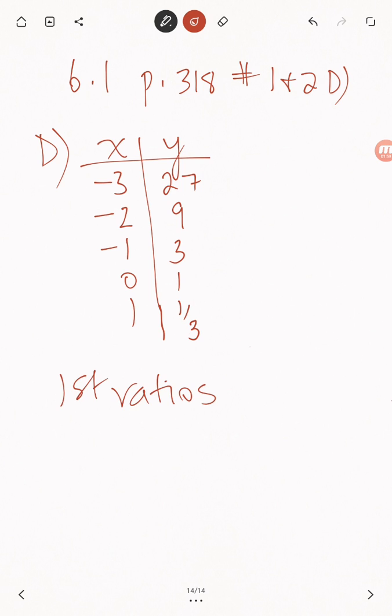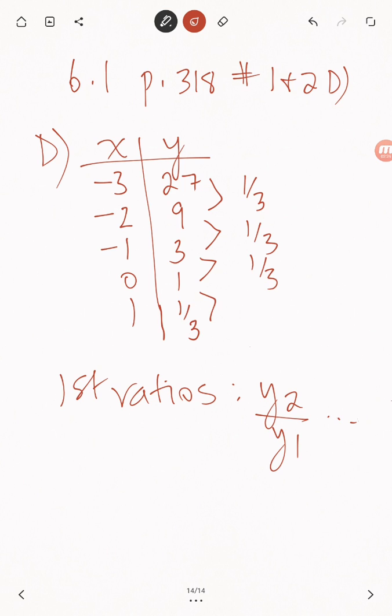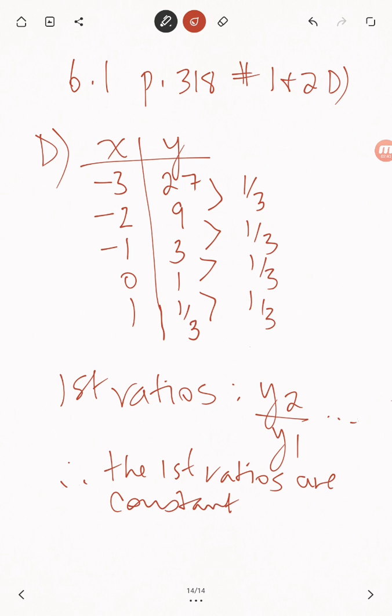ratios. To do the first ratios, we're going to do y2 divided by y1 and so on. So y2 divided by y1 here is 1/3 when we reduce it. y3 divided by y2 is 3 over 9, which is also 1/3. 1 divided by 3 is 1/3. And 1/3 divided by 1 is also 1/3. Therefore, the first ratios are constant. And this tells me that the function is exponential.